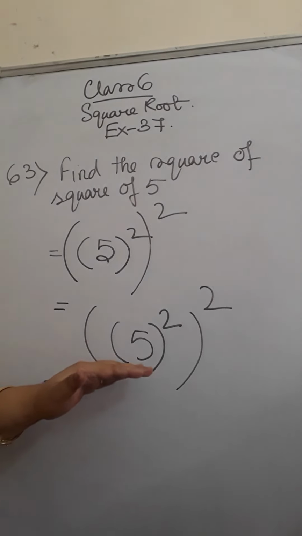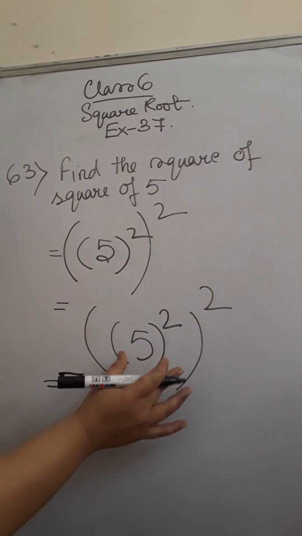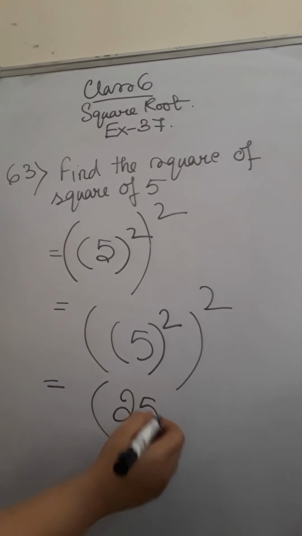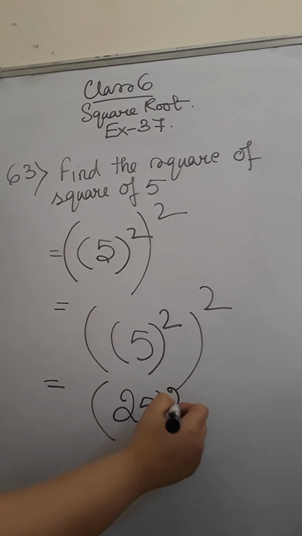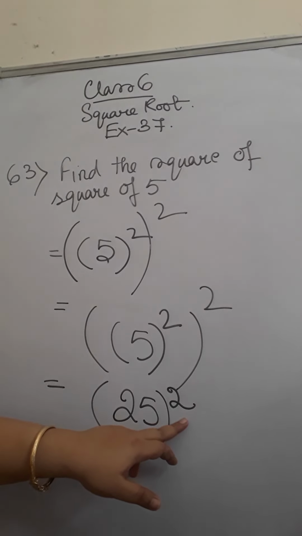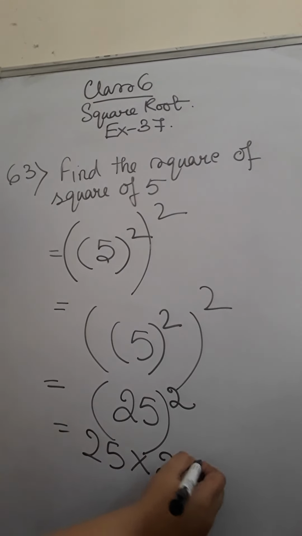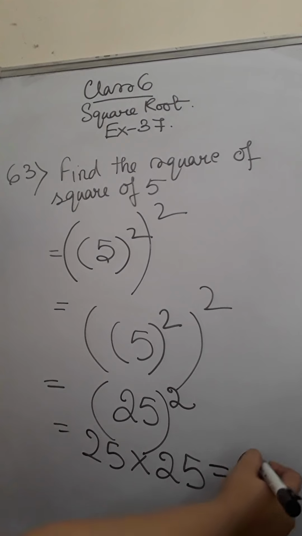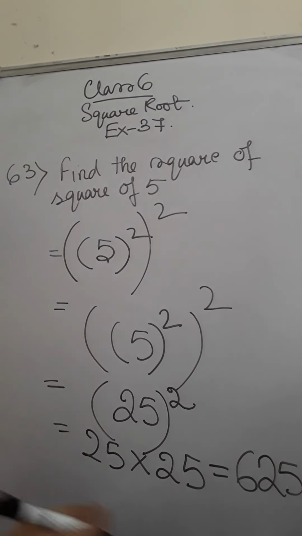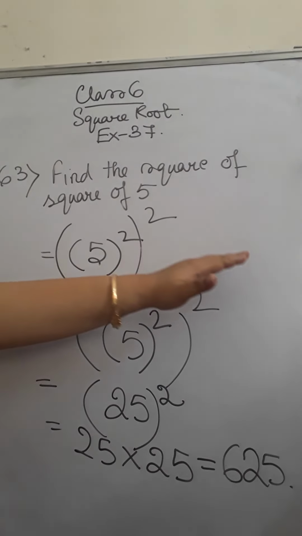So 5 square means 5 into 5, which is 25. So we have solved 5 square. Now we are left with only the outside squaring part, which shows you 25 square has to be done. That means 25 into 25. If we do, we are arriving at the answer 625.